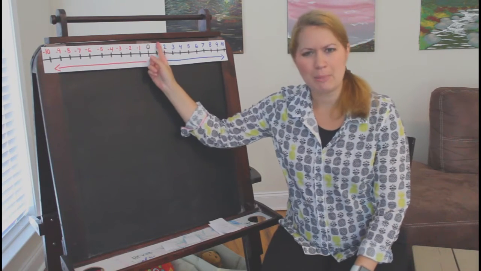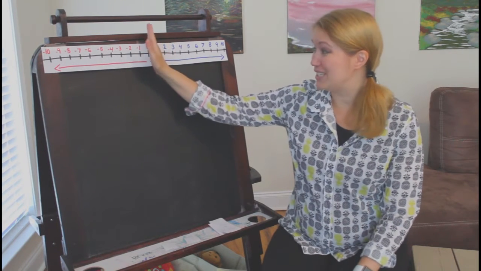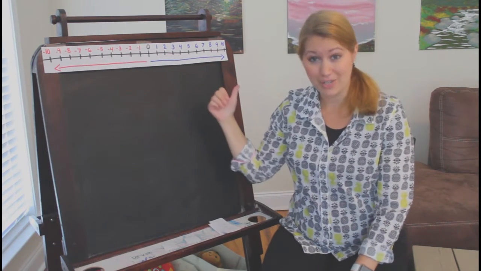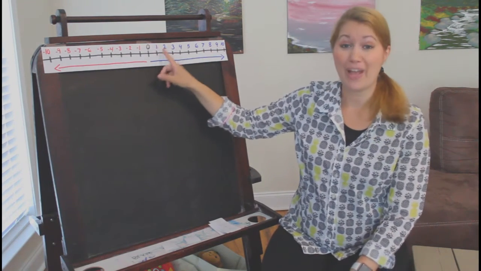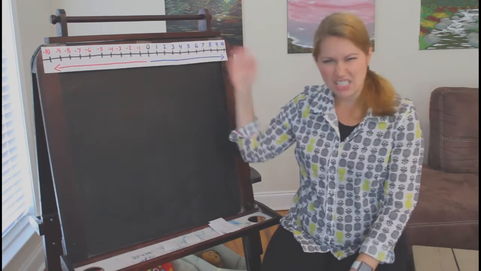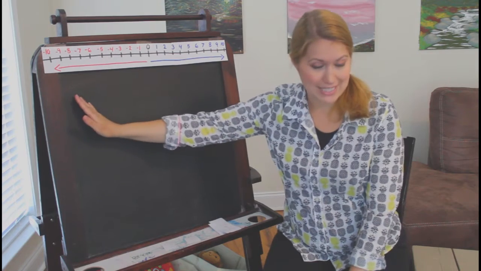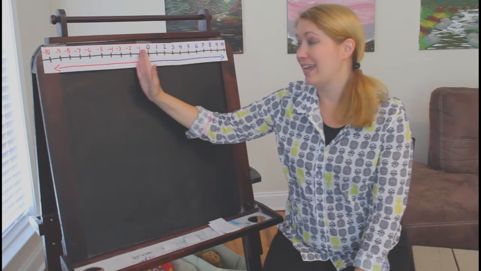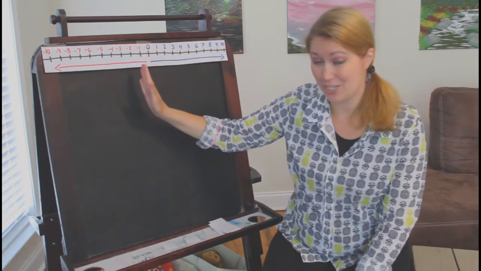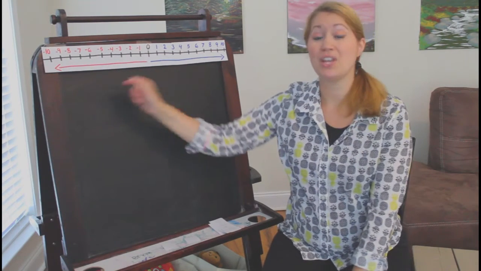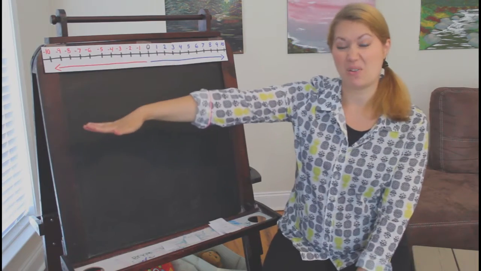0 is in the middle. We have 0 right here. All the numbers on this side are increasing. They go 1, 2, 3, 4, just like normal. The ones on this side are decreasing, getting smaller. -1, -2, -3, -4, and so forth. They're getting smaller as you go that way.